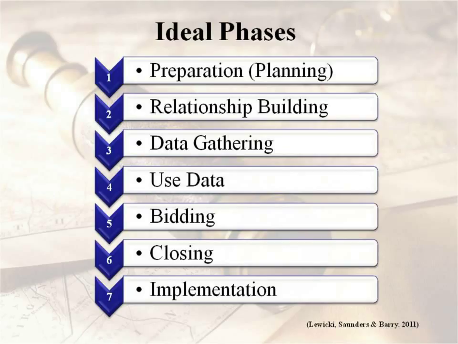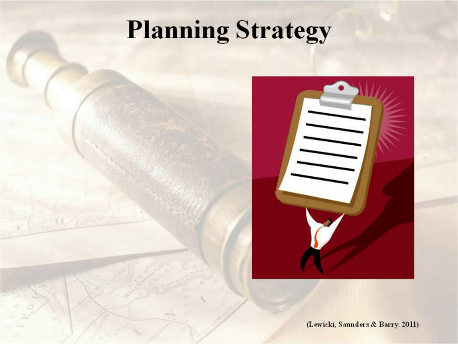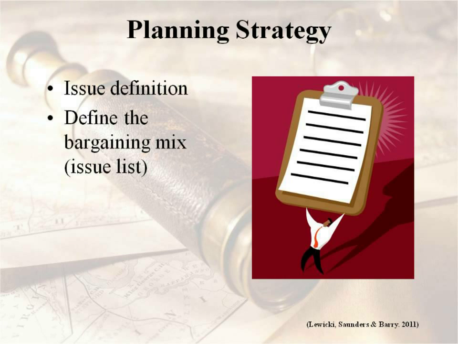And again, we just look at that graphic of the 7 phases: preparation, relationship building, data gathering, data using, bidding, closing, and implementation. When you're planning your strategy, both in terms of the outcomes and the process that will take place of the negotiation, you need to define the issues and assemble the issues and define the bargaining mix, which is very simply just combining that list of issues and deciding which one has priorities.